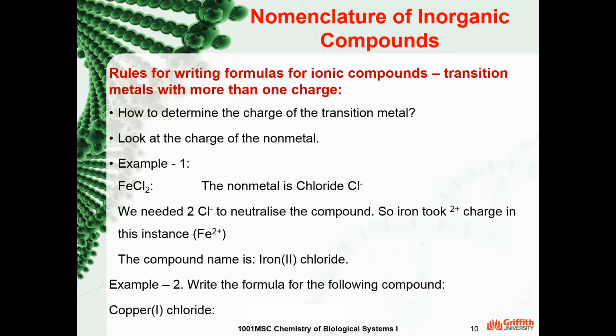From the name, we know that the copper took a +1 charge in this compound, so it has the formula CuCl. We will cover more examples of naming and writing formula of ionic compounds in the face-to-face tutorial.